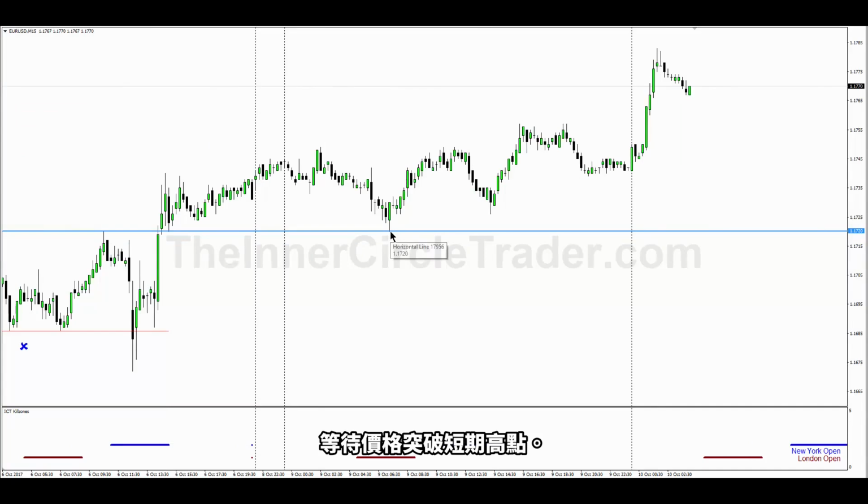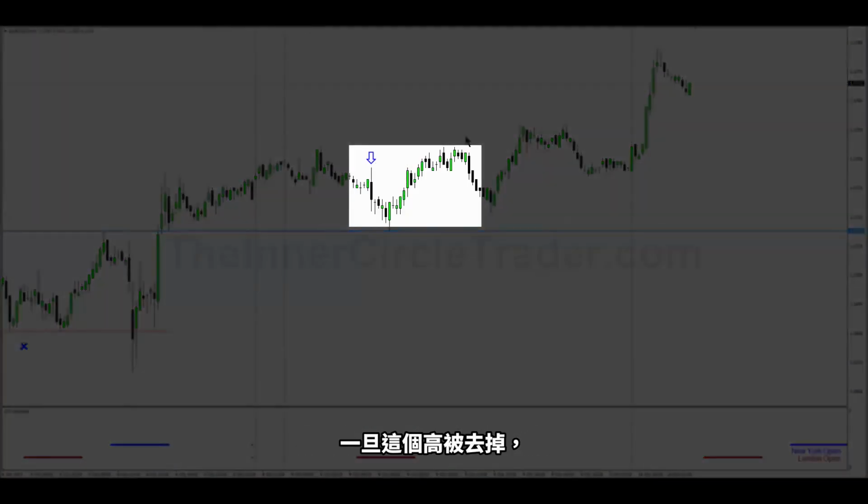to break a short-term high. There's a short-term high right here. So when this high is broken, that's a break in market structure. Okay, so you want to use the low to the high that forms once this high is taken out.